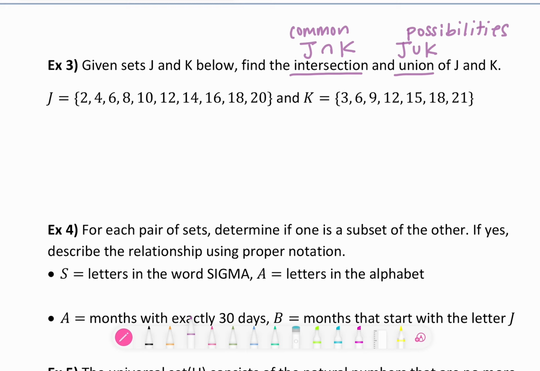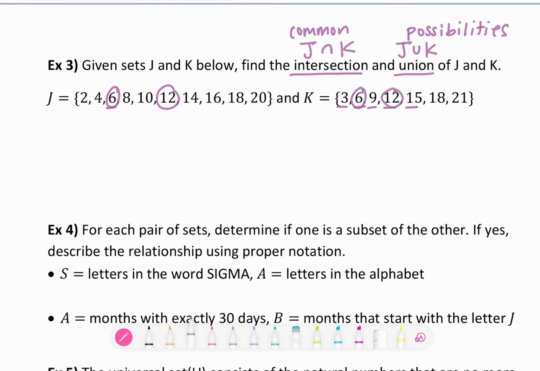Okay. All right, so let's take a look. So let's look at the intersection first. So I always start, like I told you, with the smaller set, which in this case looks like K, and I go ahead and just start looking through and seeing what they have in common. So K has a 3, but J does not, so that's not in common. K has a 6, and J also has a 6, so that's in common. I'll circle that. K has a 9, J does not. K has a 12, J also has a 12, so those are in common.